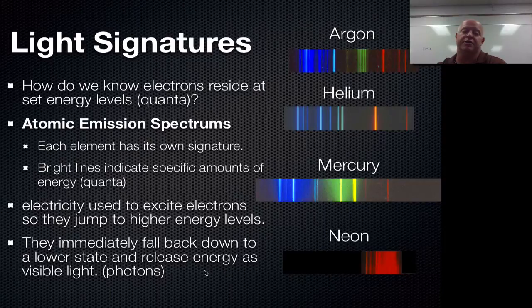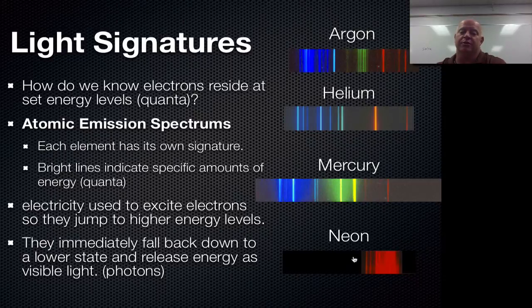Now, it always releases energy in these packets of light we call photons. Most of the energy gets released in the visible spectrum. Some of it does get released in the infrared or the UV, but we see these packets of light released in the visible spectrum, which means we can see it or track it.